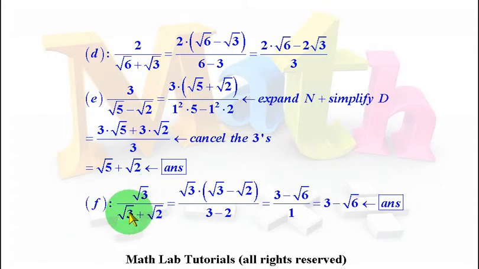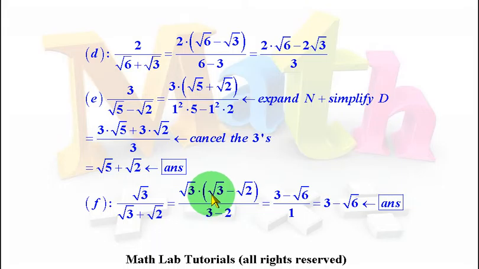Okay, let's look at F, the same sort of thing. We have root 3 all over root 3 plus root 2. All we do is transfer the root 3 over. And then we look at the conjugate of this, which is root 3 minus root 2. And then all we have to do is square each term and put a minus sign in between. Root 3 all squared is 3. Root 2 all squared is 2. So we get a 3 minus 2.